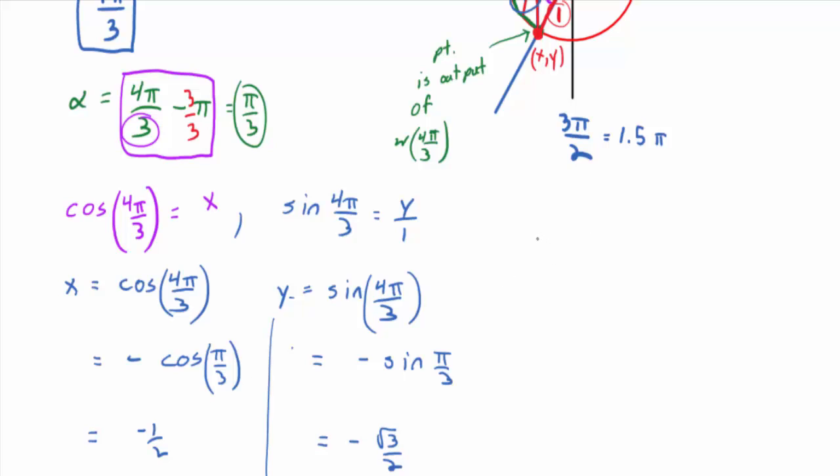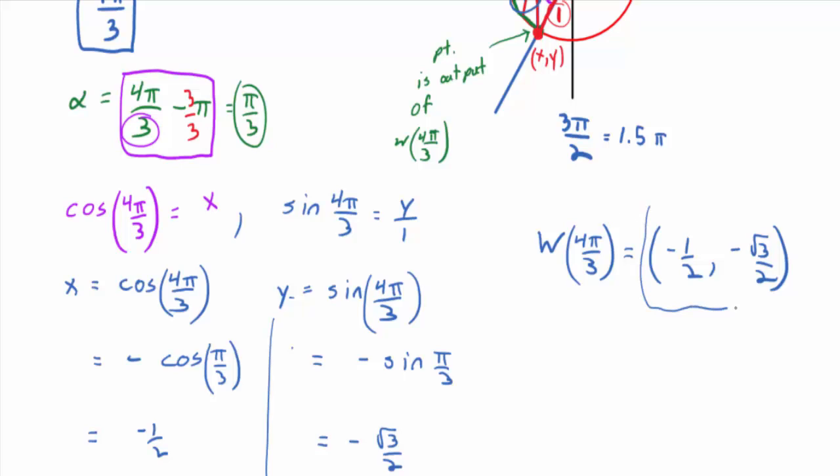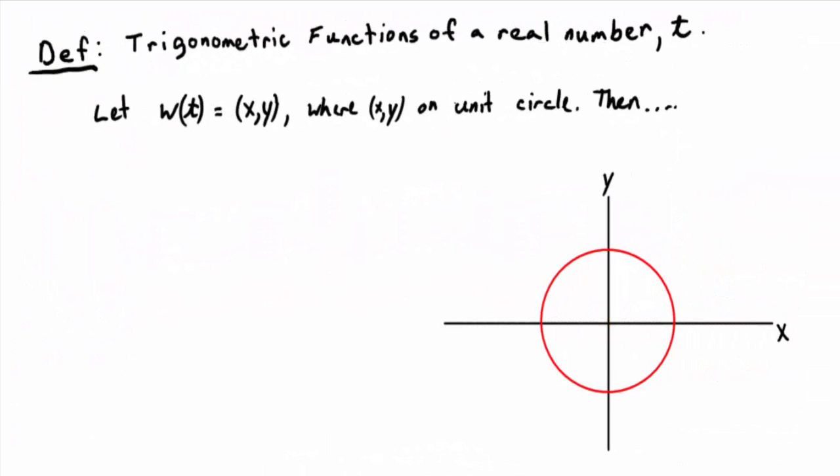So the output then, let's put it all together. The output of W of 4 pi thirds is negative 1/2, negative root 3 over 2. This is the corresponding point on the unit circle. So this was not an exciting problem. I'm the first to admit that. But within this problem is the secret as to how to define the trig functions of a real number. This is the big definition we've all been waiting for. You've been on the edge of your seats all day.